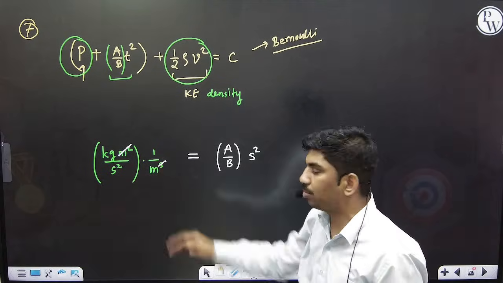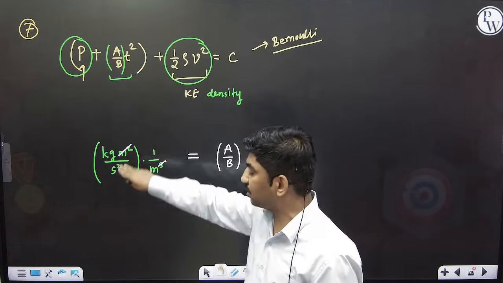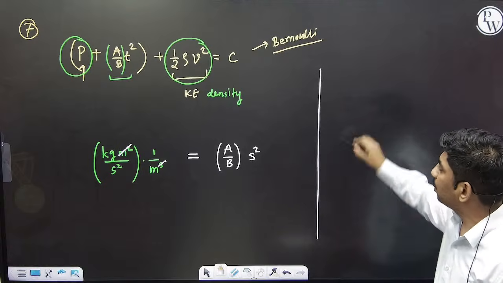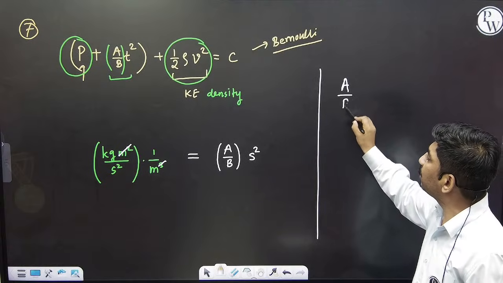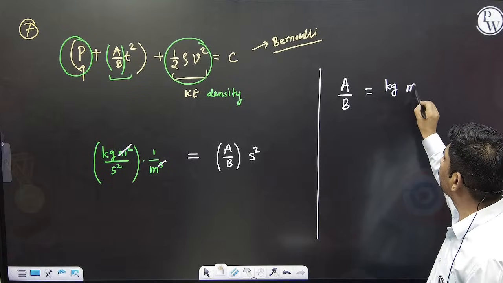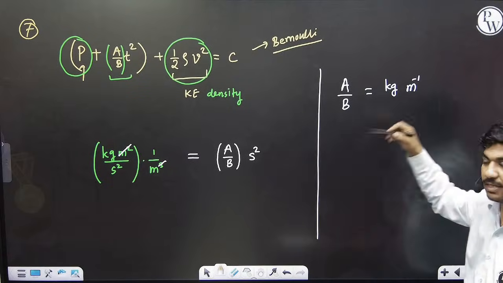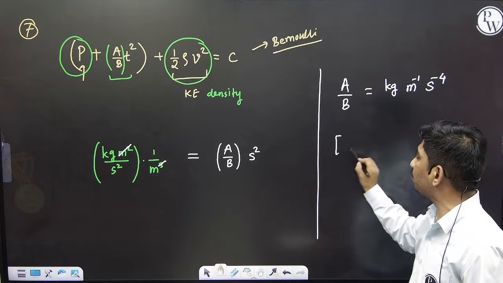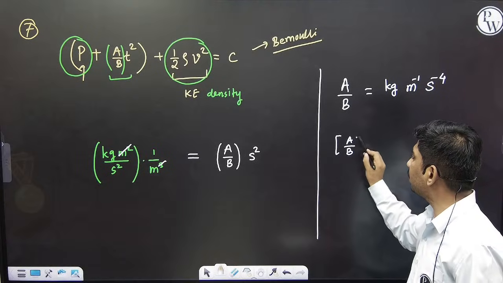Take this second square over here. Take this meter in the numerator, second square and this second square in the numerator. So what are we going to get? We will get A by B is equal to kg, take this meter in the numerator, minus 1, and second, yes, minus 4. So what is the dimension of A by B then? Yes, tell me the dimension.